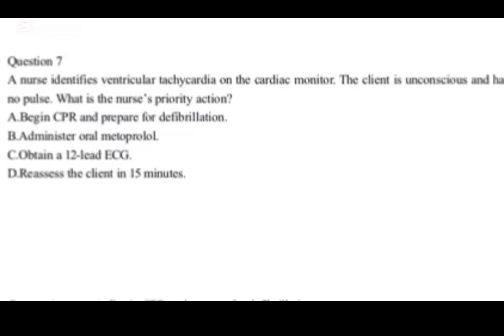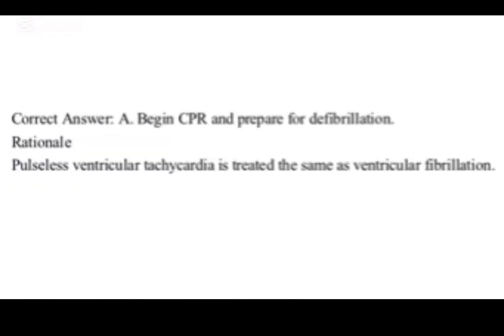Question 7. A nurse identifies ventricular tachycardia on the cardiac monitor. The client is unconscious and has no pulse. What is the nurse's priority action? A. Begin CPR and prepare for defibrillation. B. Administer oral metoprolol. C. Obtain a 12-lead ECG. D. Reassess the client in 15 minutes. Correct answer, A. Begin CPR and prepare for defibrillation. Rationale. Pulseless ventricular tachycardia is treated the same as ventricular fibrillation.